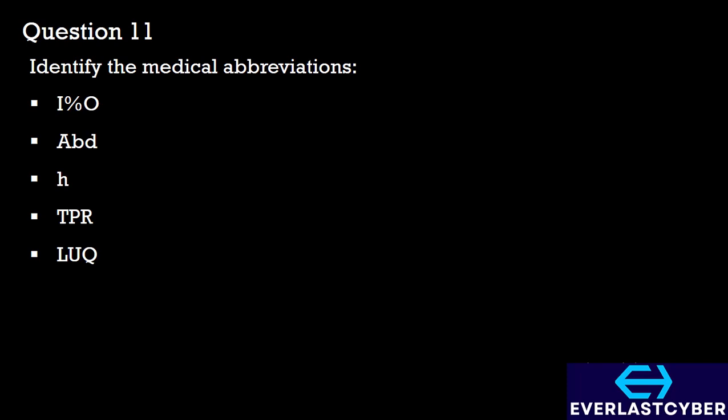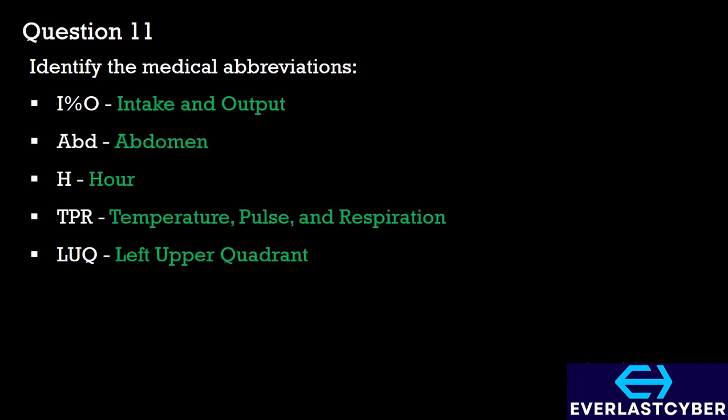Question 11. Identify the medical abbreviations. I'll just go on to show what the abbreviations mean. So, I&O means intake and output. It refers to the measurement and documentation of a patient's fluid intake and output, and this is often monitored in healthcare settings. ABD is the abdomen, that's the abdominal region of the body.